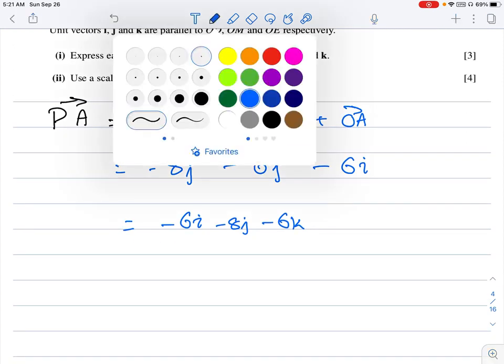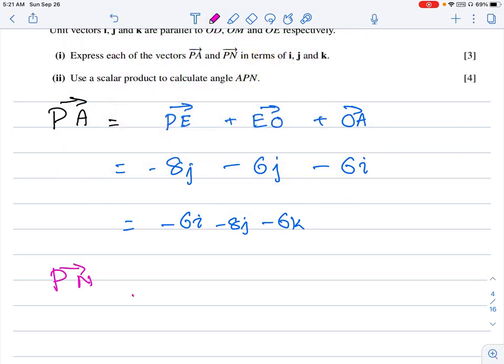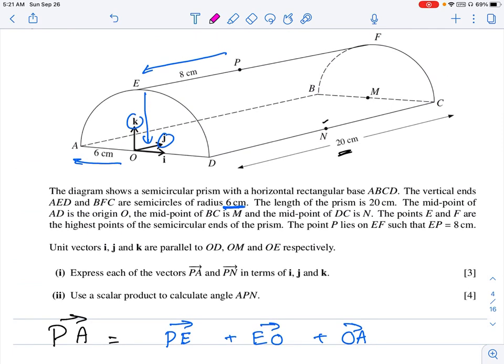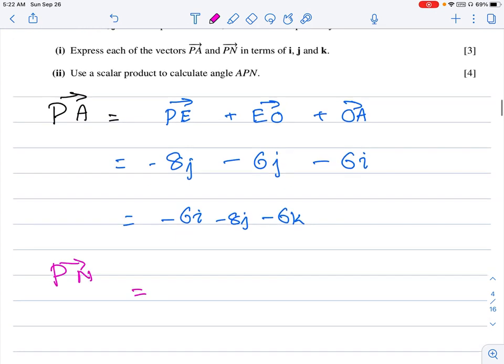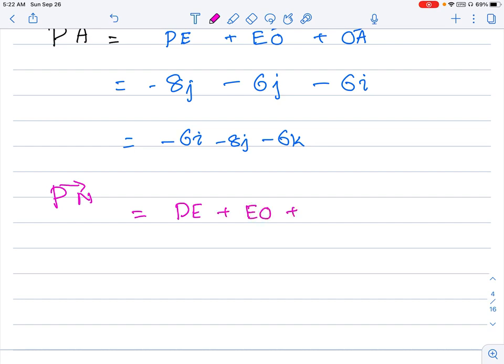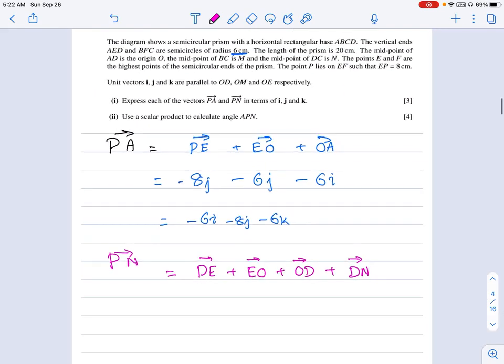Now I want PN. P to N. How should I go? Start from P and end at N. So I go P to E, E to O, O to D, and D to N. So this is the path that I should be following. Let me minimize and check it out.